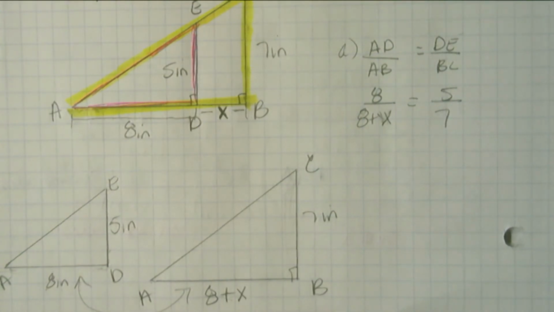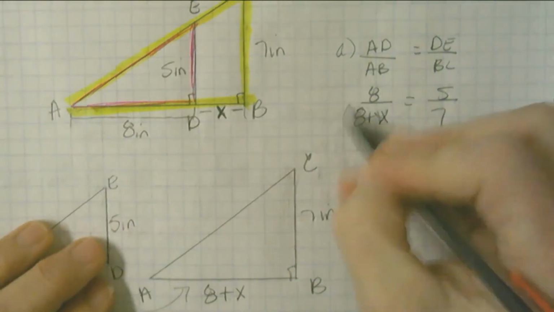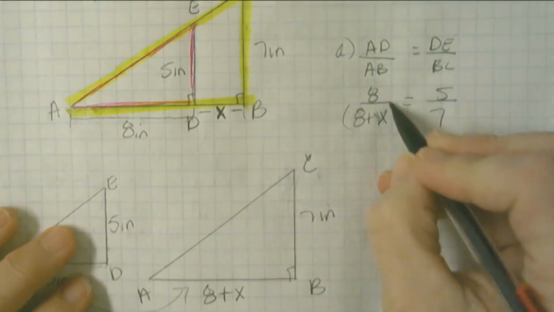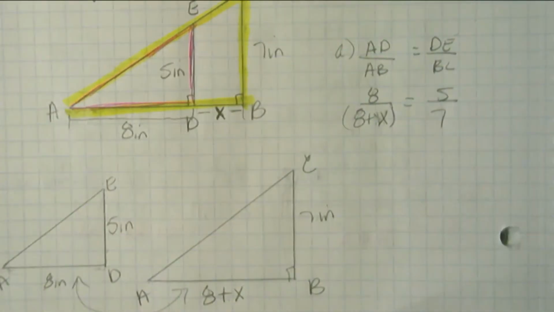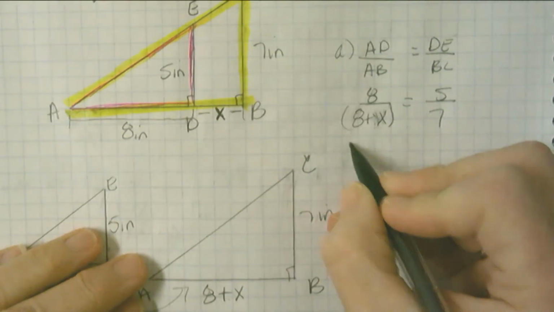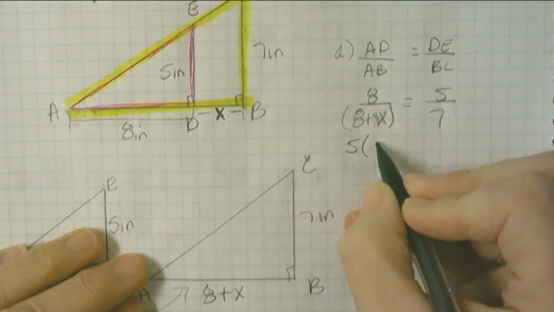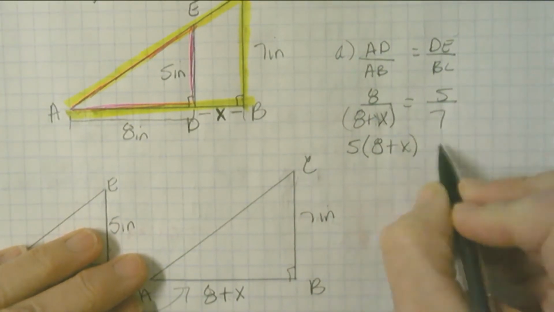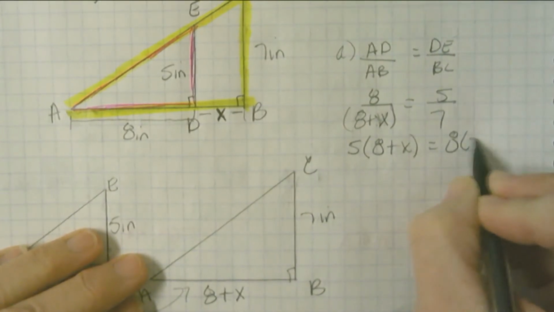Go back in your homework. We had problems just like this the night before. What has to happen with that 8 plus x when I do the cross multiplication? Nathan? You have to put it in parentheses. Because I need to multiply that 5 by the 8 plus x. So in my cross multiplication, I have 5 times (8 plus x) is equal to 8 times 7.